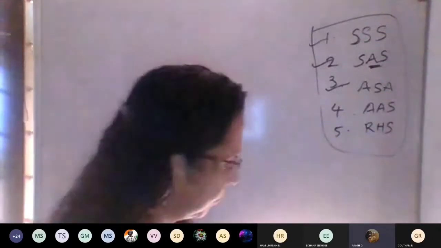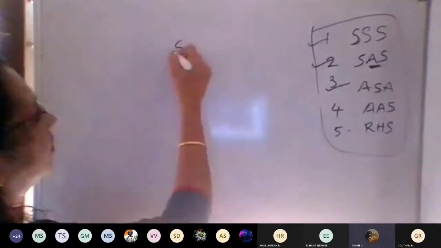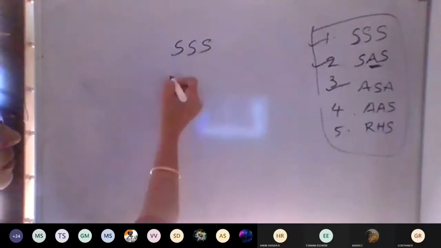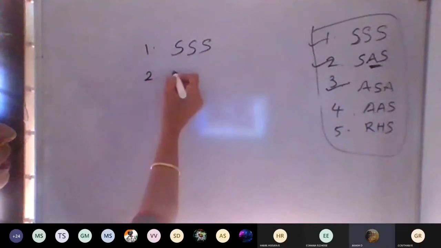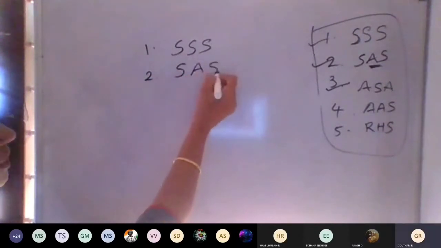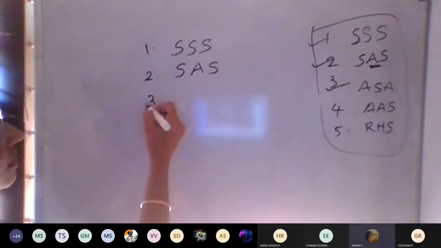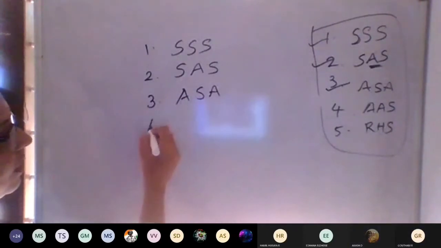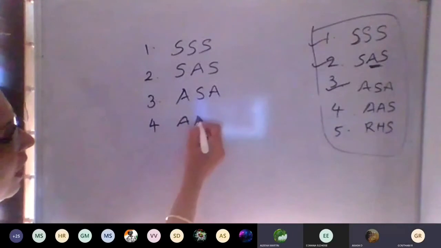SSS, SAS, ASA, AAS, RHS. SSS. Others tell me. SSS. Then first one, second one. SAS. Yes, SAS. ASA, AAS.